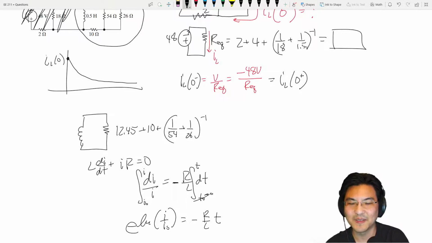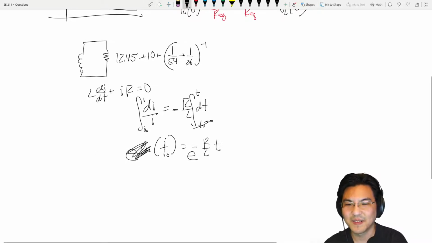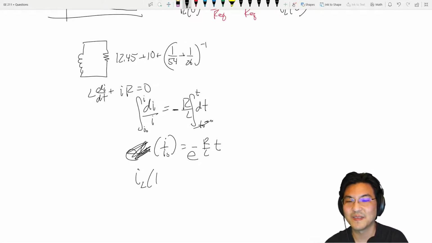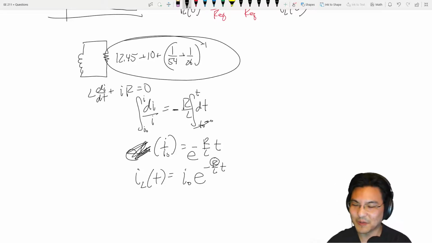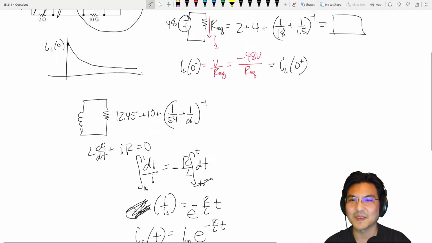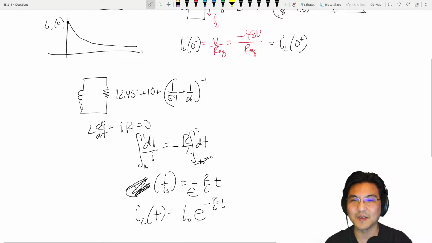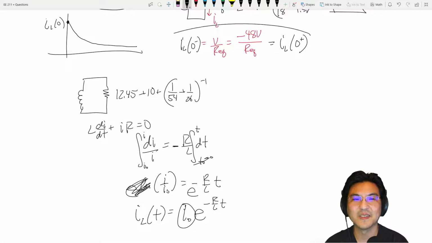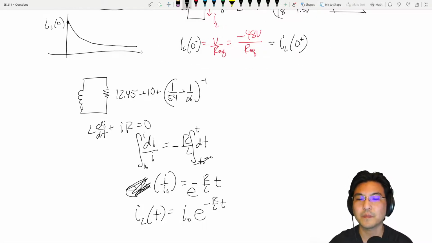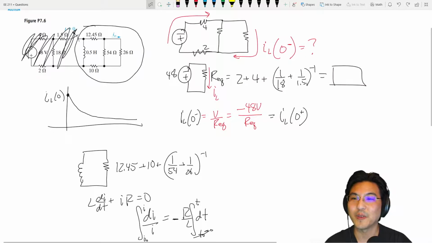And then e to the log, e to the that, cancels that. So then I, this is for the inductor, as a function of time is initial e to the minus R over L t. And this R is this equivalent resistance we just got there. The inductor L is given, 0.5 henries. And then the initial, this is this.